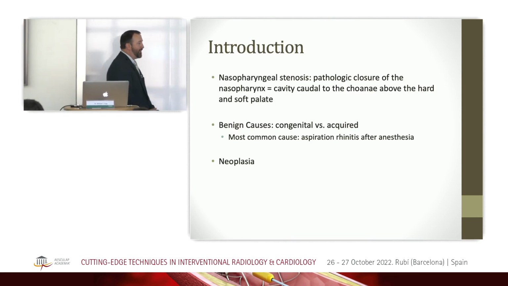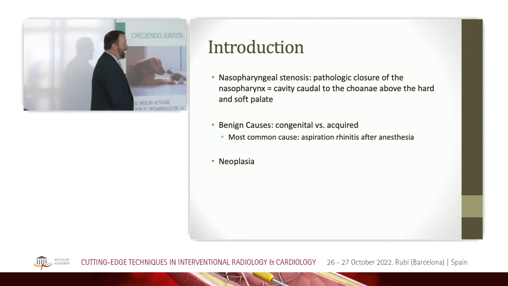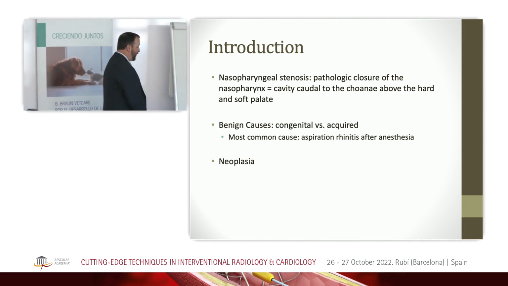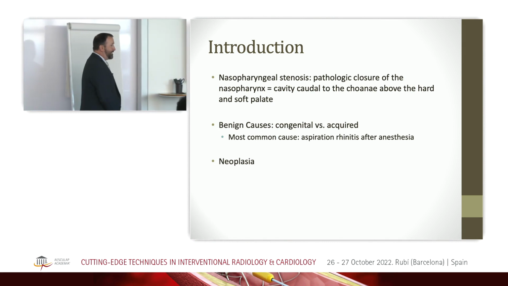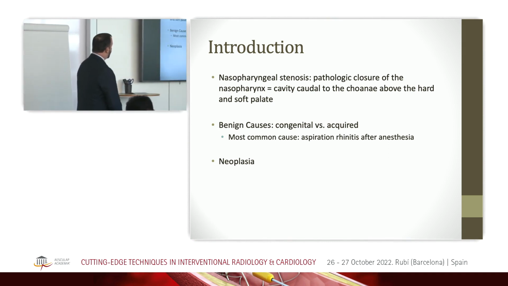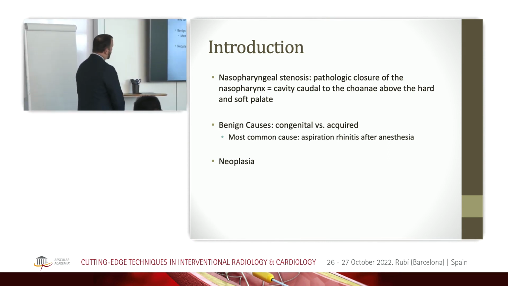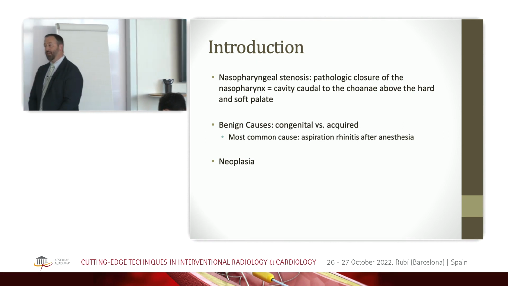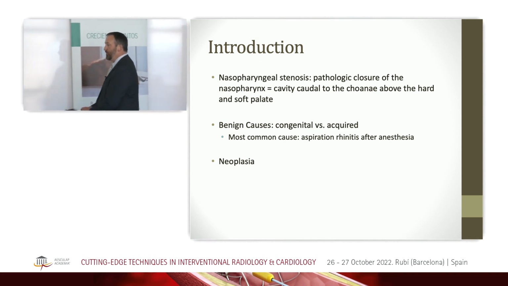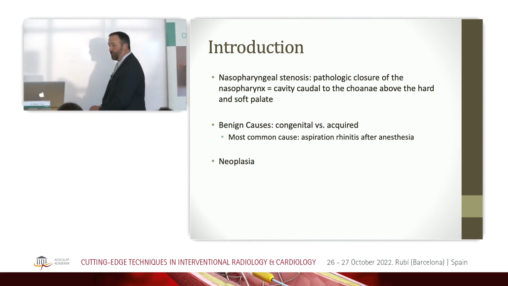All right, so what is a nasopharyngeal stenosis? It is some sort of pathologic closure of the nasopharynx. It makes sense, but where exactly is that? It's this cavity that's caudal to the choana, and it's above the hard and soft palate. And so when we're thinking about getting to this region, we kind of have to keep all of that in mind. And I'll show some images here that help kind of hit that location home.